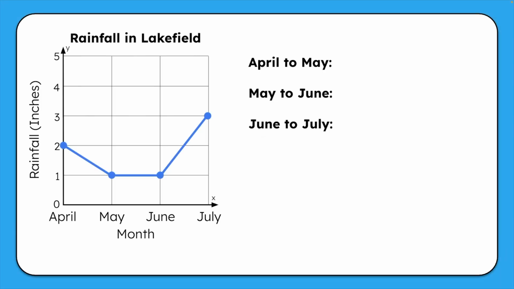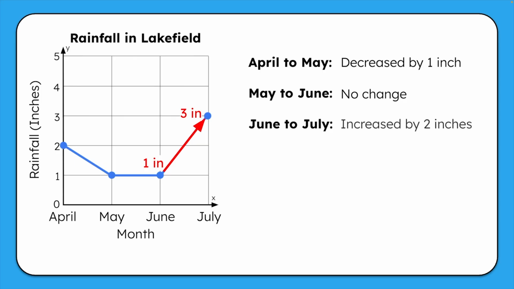How'd you do? From April to May, the line points down, showing the amount of rainfall decreased by 1 inch. From May to June, the line is flat, which means there was no change. Both months received 1 inch of rain. And between June and July, the line points up from 1 inch to 3 inches. The amount of rainfall increased by 2 inches. Great work, Math Masters!